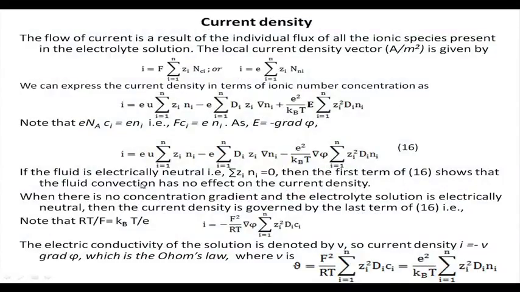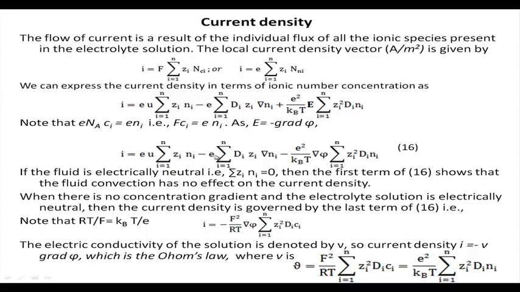Now, if the fluid is taken to be electrically neutral, that means the net charge density is 0. So the first term is out, sigma Z_i N_i is 0. This shows that the current density is independent of the fluid motion, because fluid motion is involved only in this term.